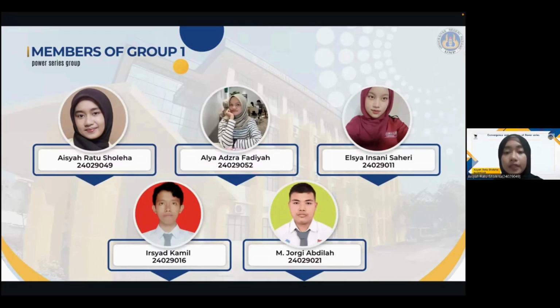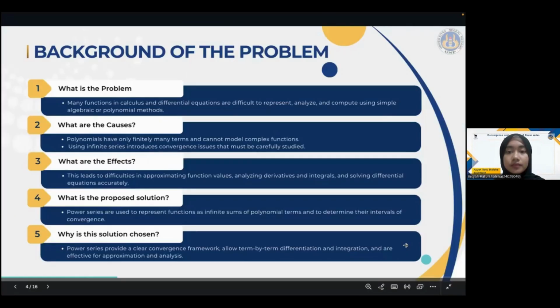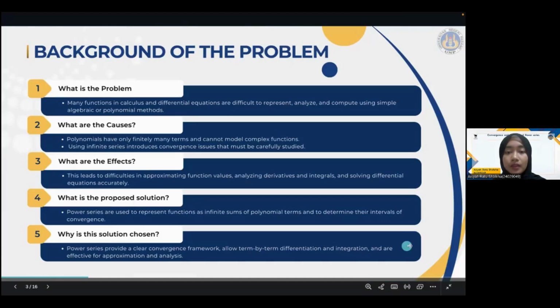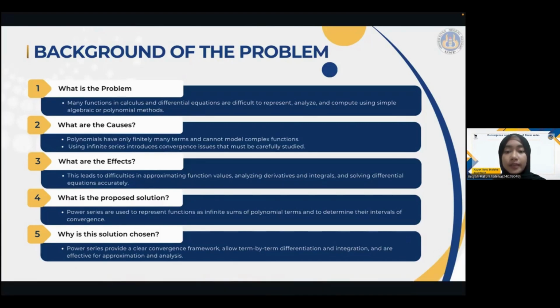First, we will begin with the first section, the background of the project. Let's understand why power series are such an important topic in calculus and applied mathematics. Let's welcome the first presenter.